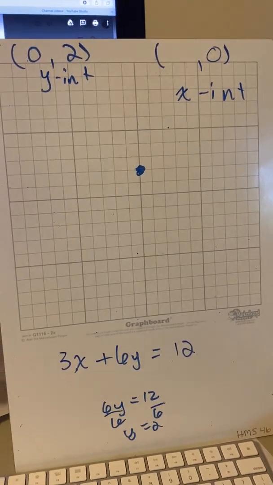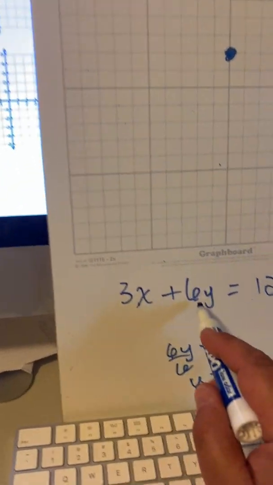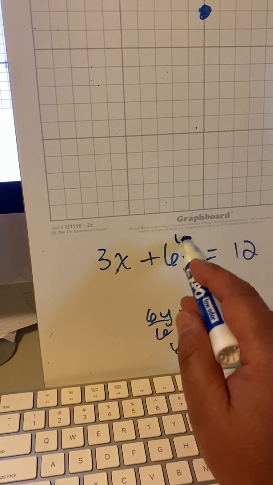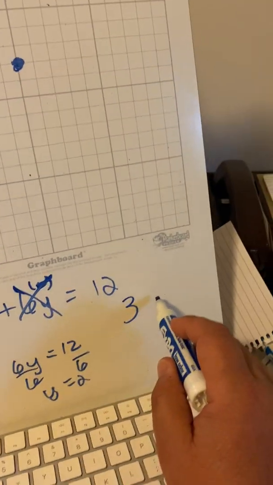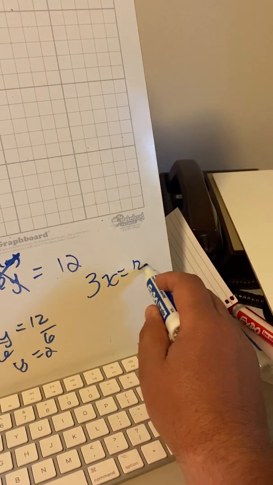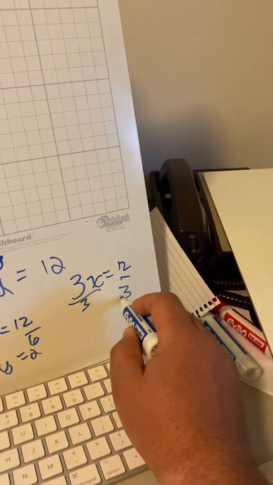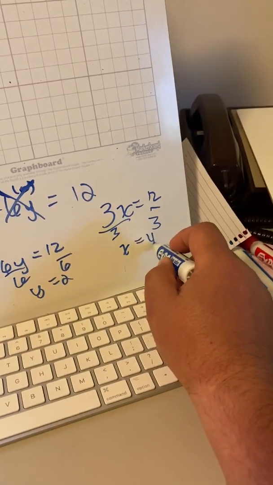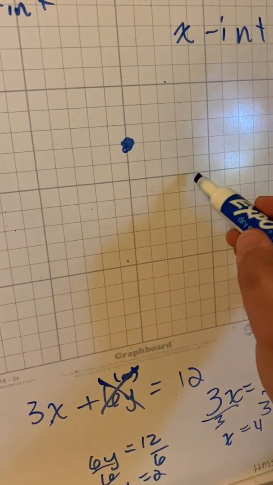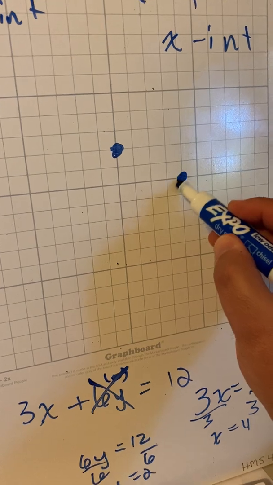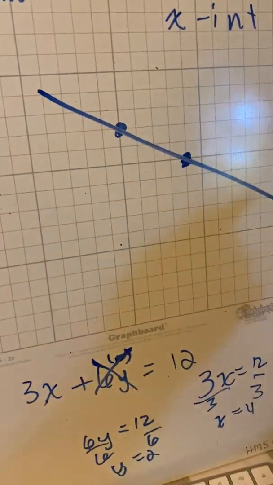Now how do I find the x-intercept? I change the y into 0. If I make the y 0, 6 times 0 wipes out. I'm left with just 3x is equal to 12. Divide by 3, and x should equal 4. Okay, right 4, up or down nothing, because that's my point. Yay, there's my graph. Now that's what you would have to do on the graph part of it.